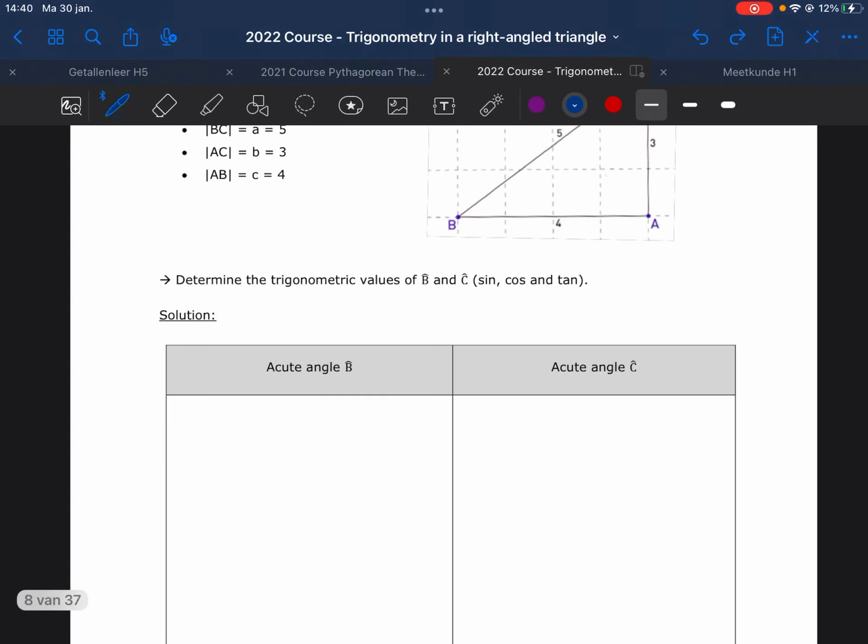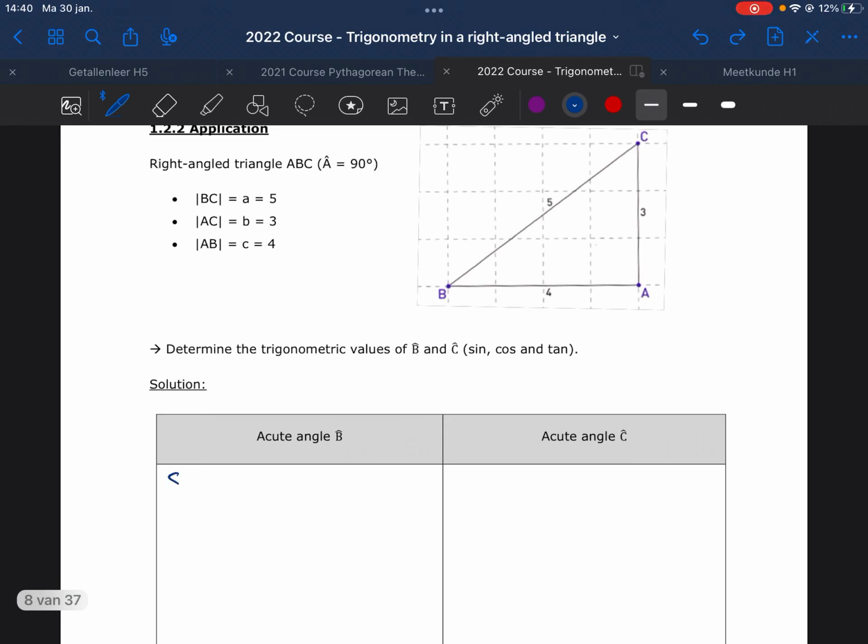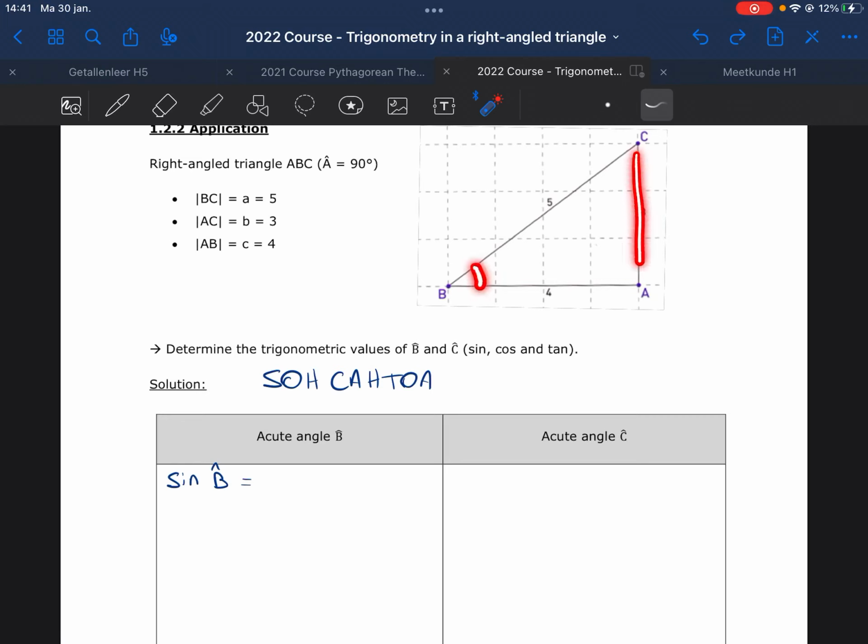So let's start with the sine. So the sine of B, well, if you have a hard time remembering what ratios the sine, cosine, and tangent were exactly, remember SOHCAHTOA. There you go. So the sine was the opposite over the hypotenuse. We're working with angle B, so that means the opposite is this one and the hypotenuse is this one. So we would end up with 3 over 5 and we'd end up with 0.6.